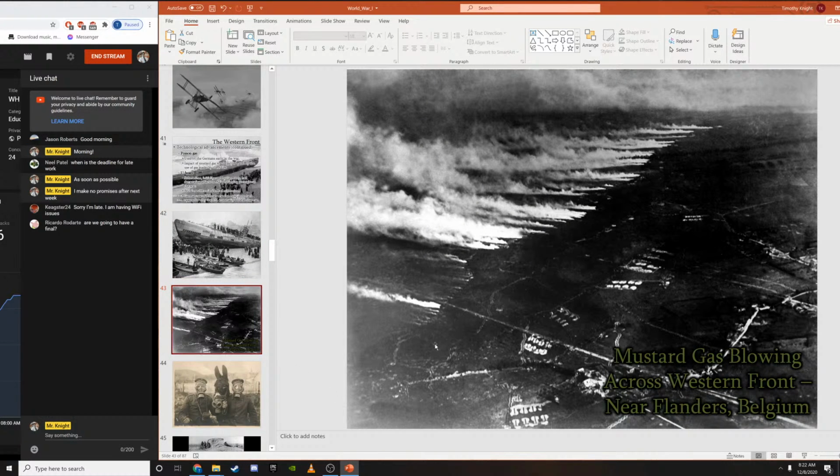And then here you can see mustard gas blowing across the Western Front near Flanders, Belgium. The Germans were the ones to first use gas, but then both sides used it. And as I said, the gas would sink down into the trenches, and the idea was when the gas sinks into the trenches, people would jump out of the trench and then you mow them down with machine guns as you're waiting for people to evacuate the trench.